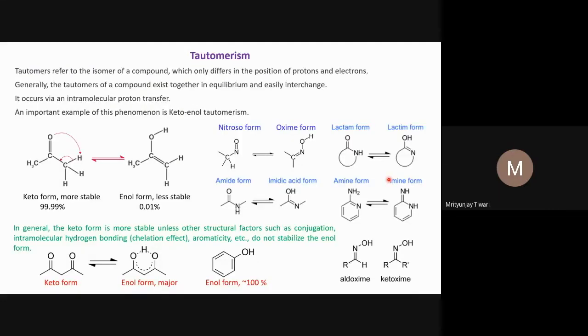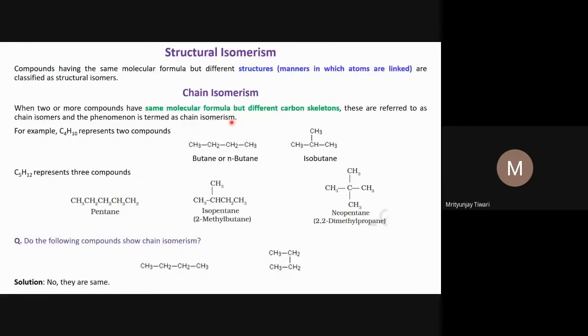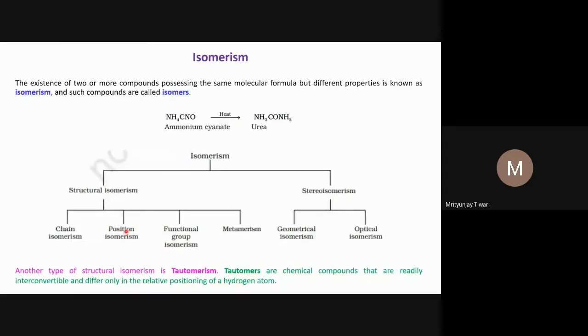Similar things you can see in the case of double bond and triple bond as well. Let's now see tautomerism. Tautomers refers to the isomers of a compound. Although, as I have said in the structural isomers categorization, we have not put tautomers, but tautomers are there. Another type of structural isomerism, many books consider it as structural isomers.